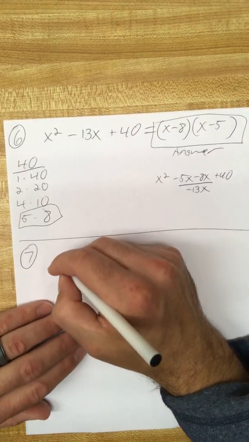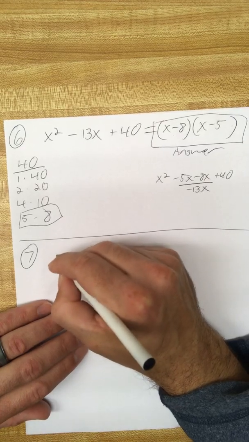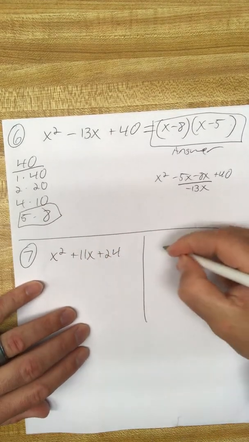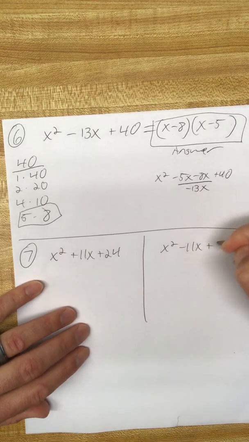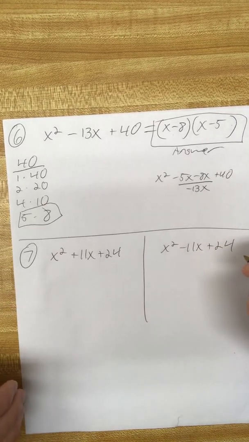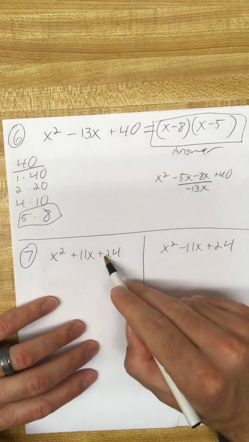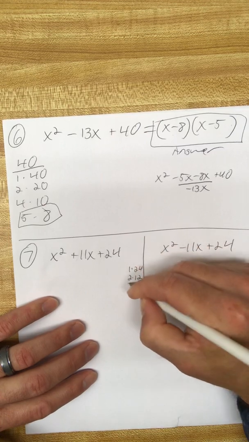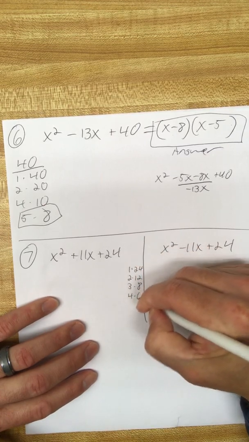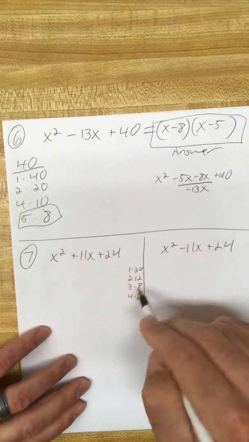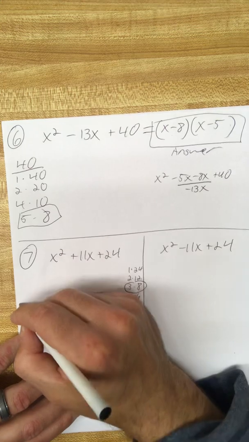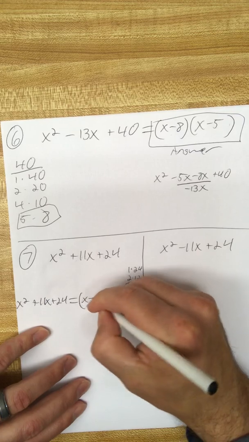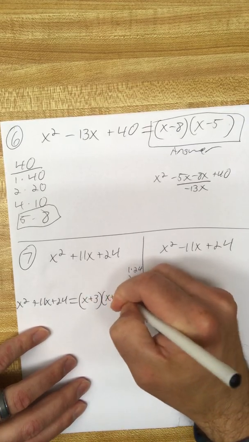All right, and the last one here. Let's just do a little comparison. All right, so just about the same problem here, except I have plus 11x versus minus 11x. They're both positive 24s. Your factors of 24 are 1 times 24, 2 times 12, 3 times 8, and 4 times 6. They need to add up to 11, so we've got to go with 3 and 8. On this one, x squared plus 11x plus 24, we're going to factor this into x plus 3 times x plus 8.